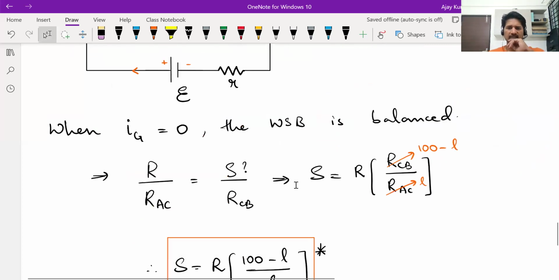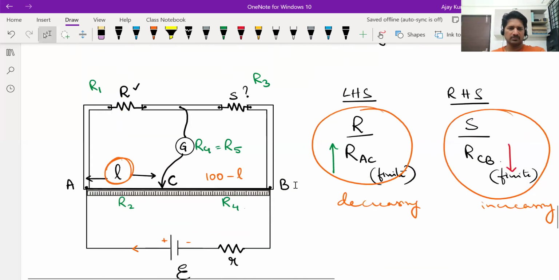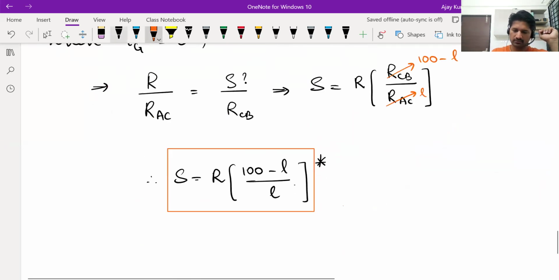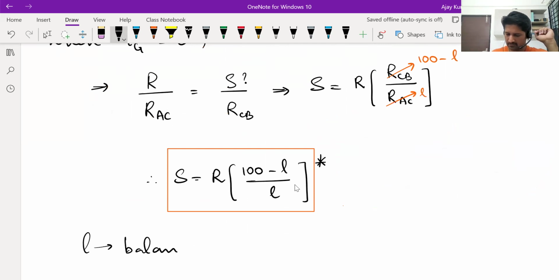Okay. And there are some terms, just one term that you need to know, that length L. Where you see the current through the galvanometer becoming 0. That is the length where the Wheatstone bridge becomes balanced is called the balancing length. Okay. When Ig is equal to 0, the length L is called the balancing length of the meter bridge.